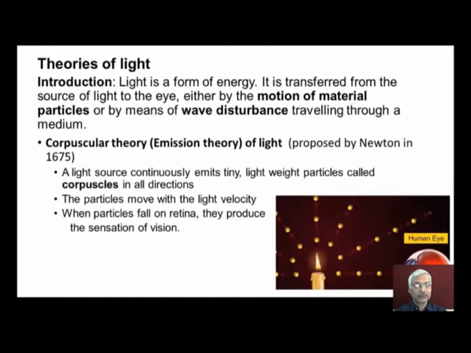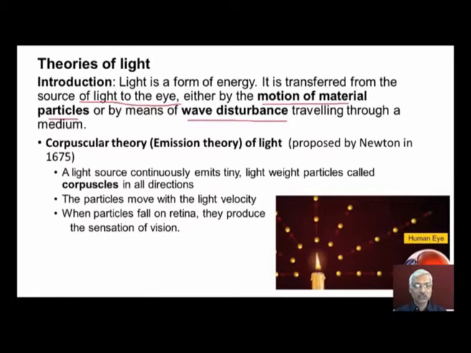Now, what are the theories of light? Light is a form of energy. It is transferred from the source of light to the eye, either by motion of material particles or by means of wave disturbance traveling through a medium. Now, we have two theories of light.